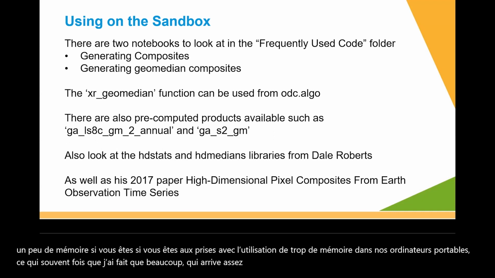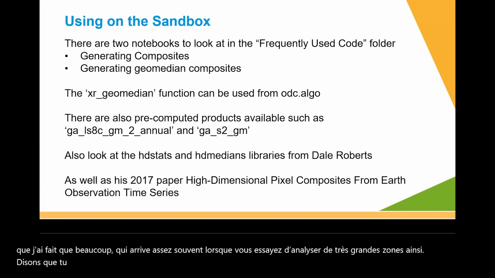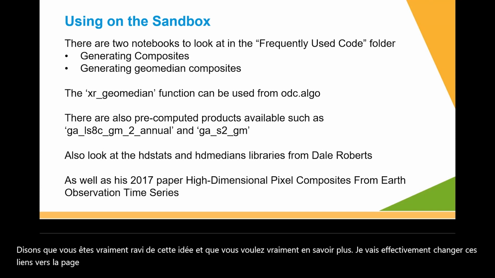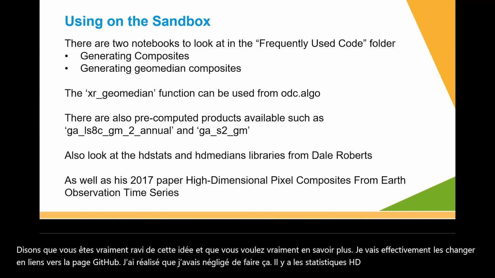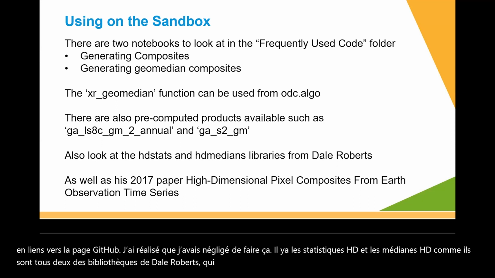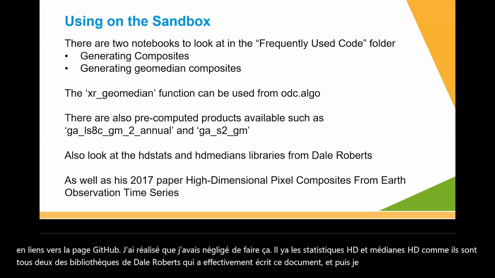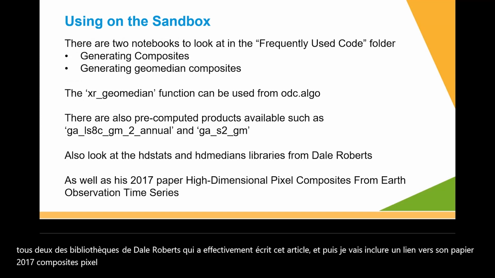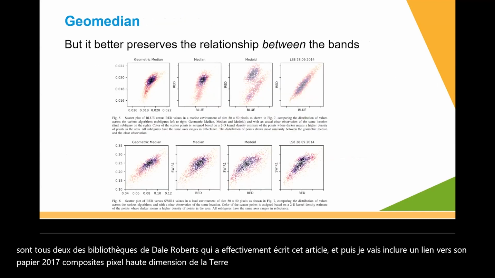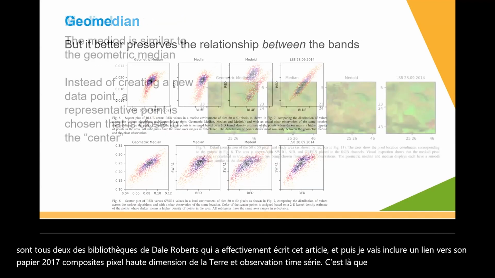So, let's say you're really thrilled about this idea and you really want to know more. I'll actually change these to links to the GitHub page. I realize I neglected to do that. There's the HD stats and HD medians. They're both libraries from Dale Roberts, who actually wrote this paper. And then I'll include a link to his 2017 paper, High Dimensional Pixel Composites from Earth Observation Time Series. That's where these figures at the end actually come from.